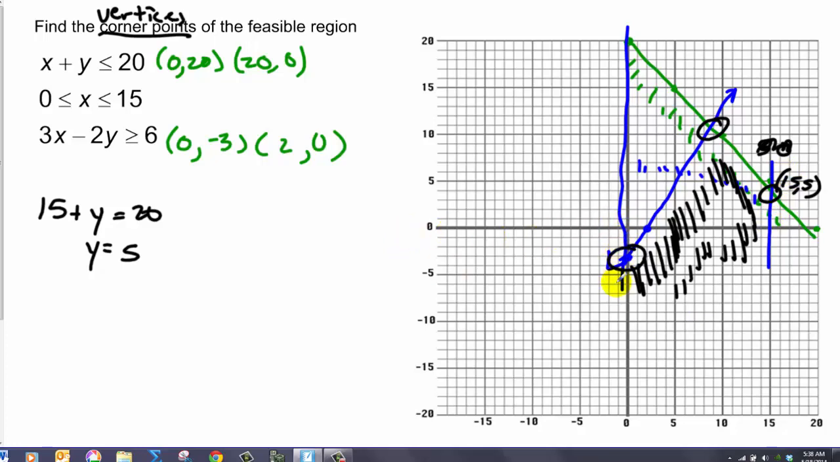I have this point down here where I know x is equal to 0, and that's intersecting this blue line, which is the third guy. So 0 minus 2y is 6, and y is equal to negative 3, which we already knew.